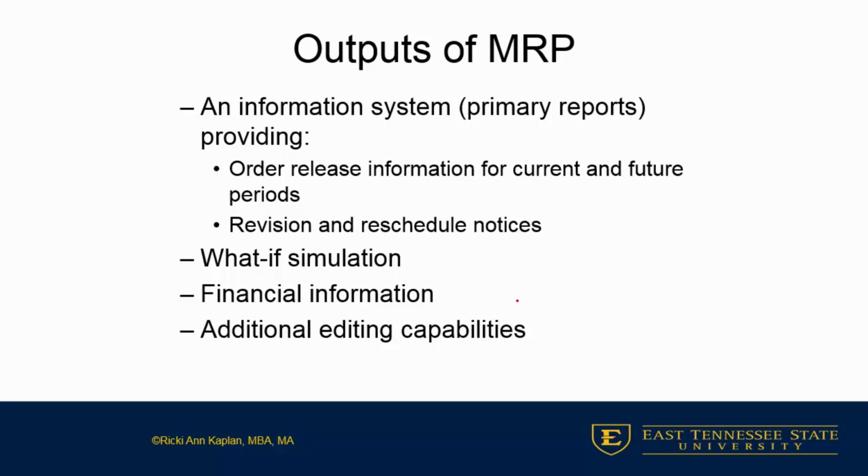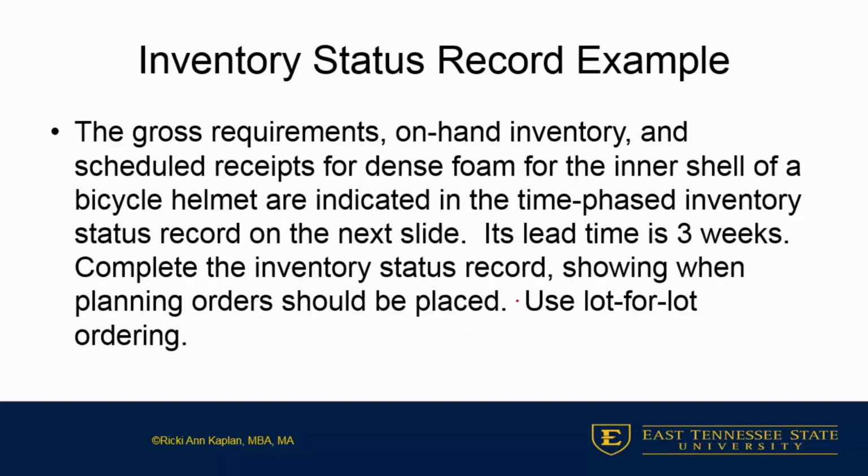And also transportation. When will finished goods be finished, so that I can set up transportation to get them out, to get that whole supply chain. So raw materials coming in and finished goods going out, and the transportation of both. So let's look at an inventory status record example here, and we're going to start with what's called lot for lot ordering, which is ordering what you need when you need it and nothing more.